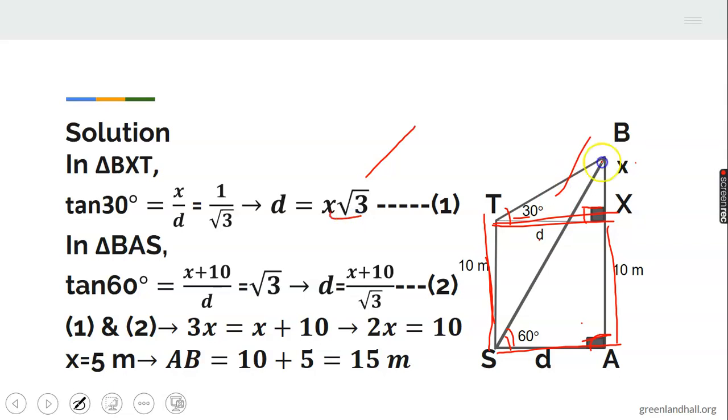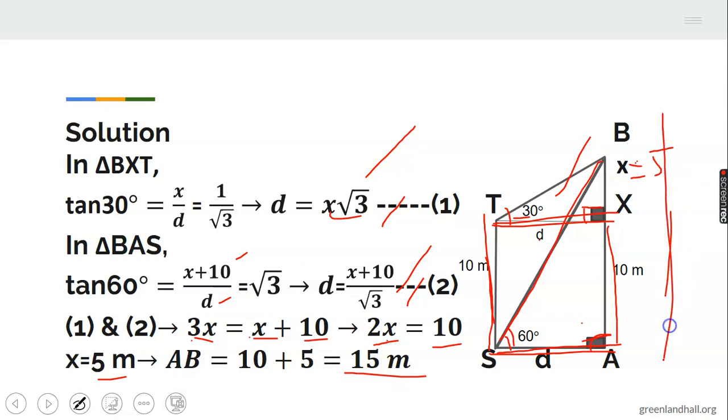Then in the other big triangle here, tan 60 will be this over this. So we now have this D to be this one. That is D equals X plus 10 over root 3. These two are equal. Equating, we now have 3X equals X plus 10. Making X the subject, we now have 3X minus X, which is 2X, equals 10. So our X is 5. So the height here is 5, X is 5. Therefore, the height is 15. The sum of this, 15.